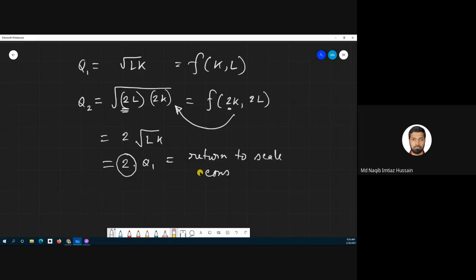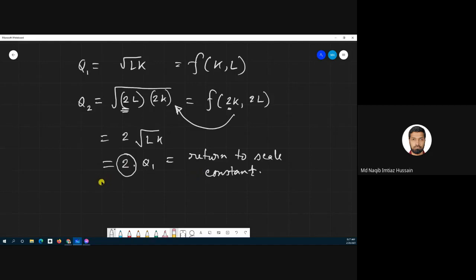Constant. Why constant? Because if you double the input, the output doubles; if you multiply the input by 4, the output also multiplies by 4. Make sense? That's how the returns to scale, the scaling effect, is returning constantly the same.